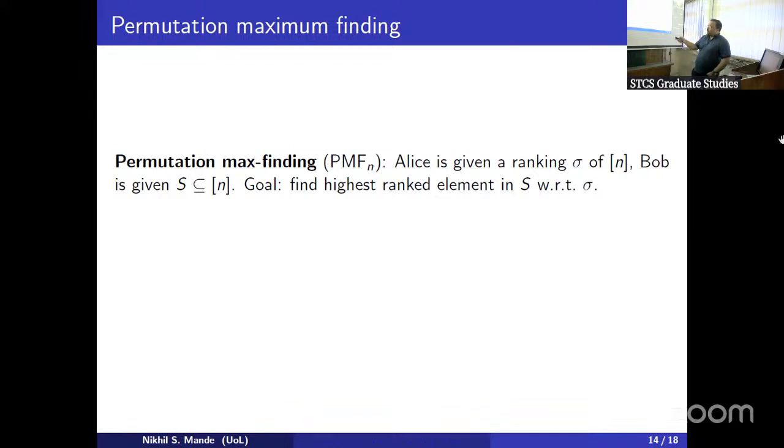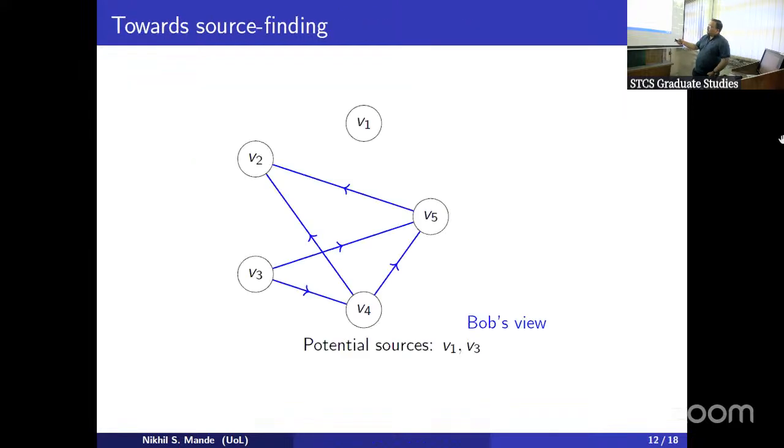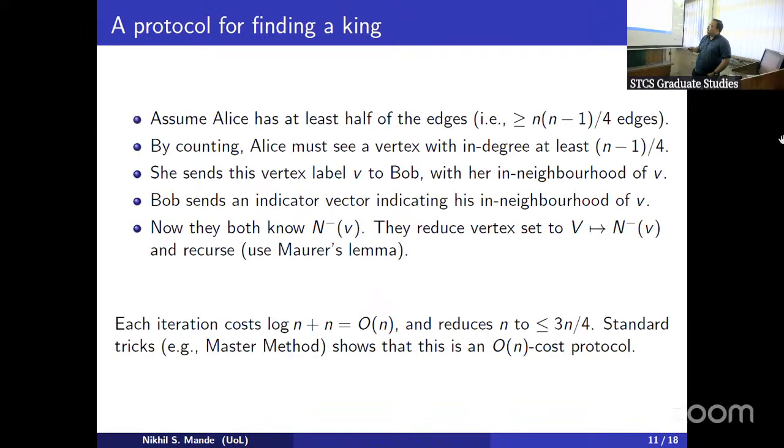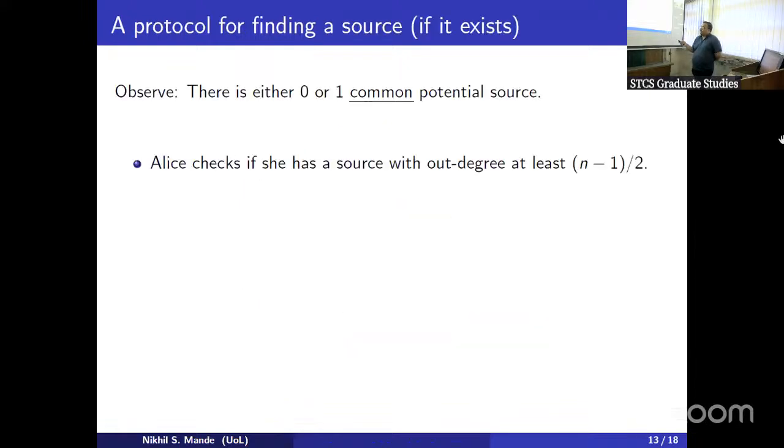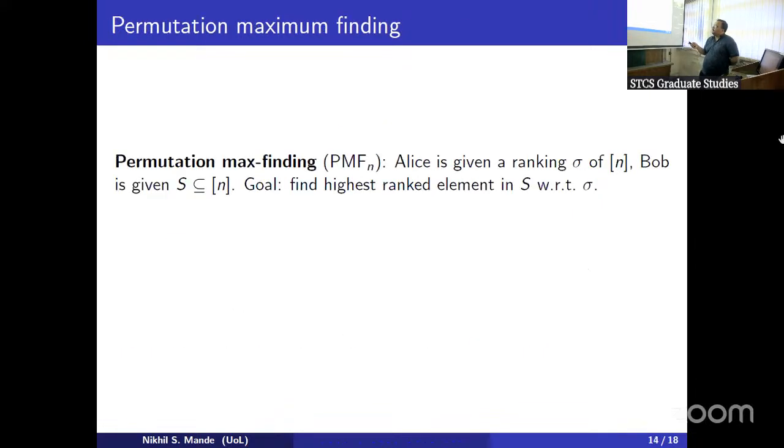Right. So coming back to kings, let me just put the slide up again here. So we saw a few slides ago a cost order n protocol for finding a king. And now I'll sketch a lower bound proof that matches this order n protocol. And we show a reduction from permutation max finding. So we introduce this function. This is, I think, a fairly natural function. Somehow we didn't see it studied in the past.